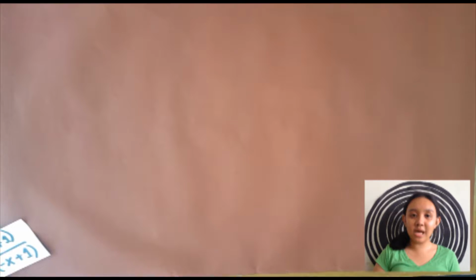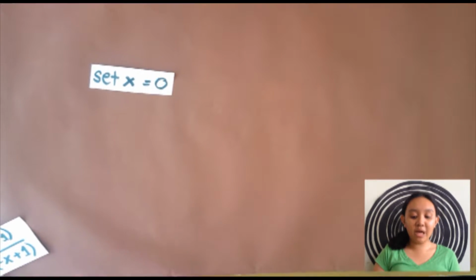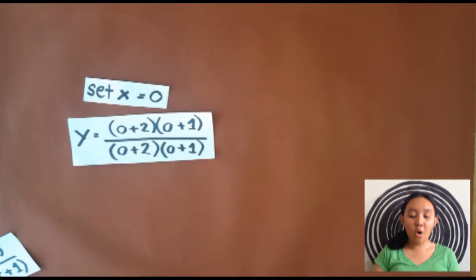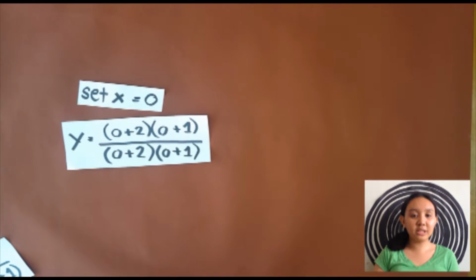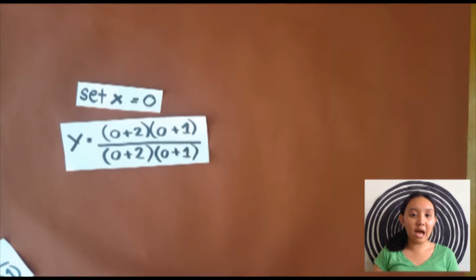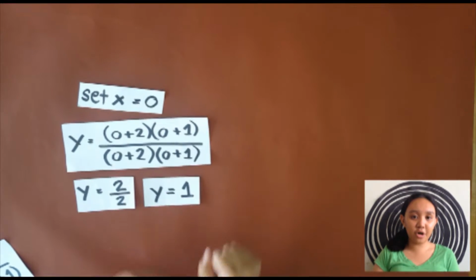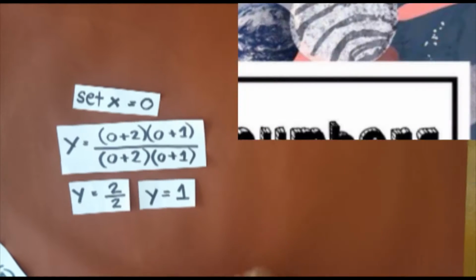To get the y-intercept, we equate x to 0. And we have 0 plus 2 times 0 plus 1 over 0 plus 2 times 0 plus 1. We have 2 over 2, which is equal to 1. Therefore, y equals 1.